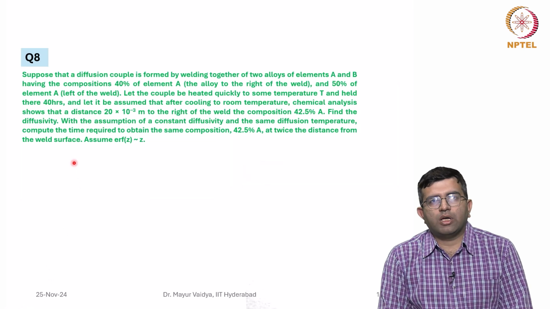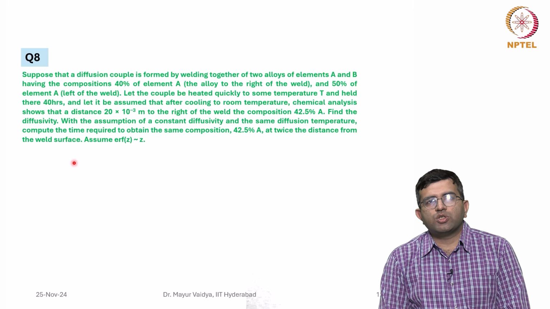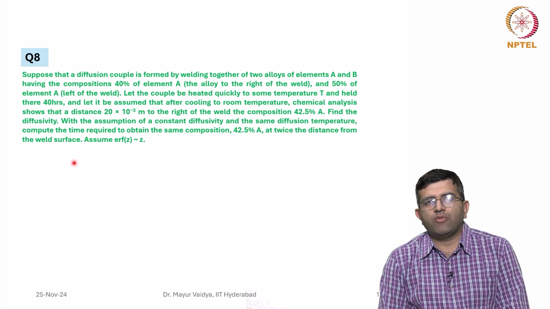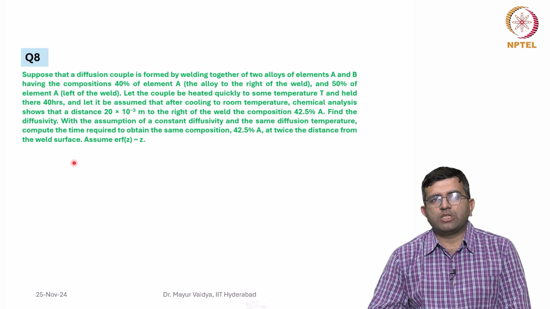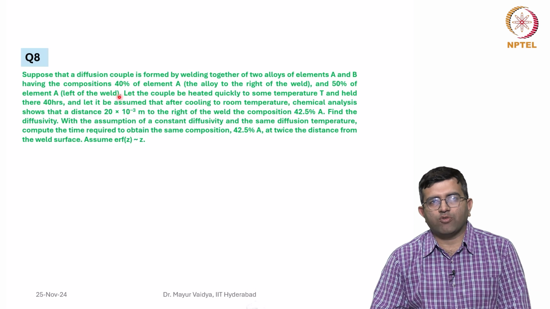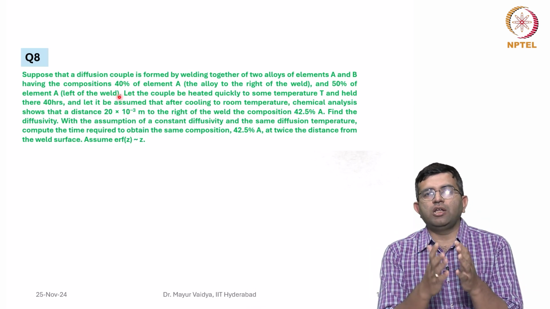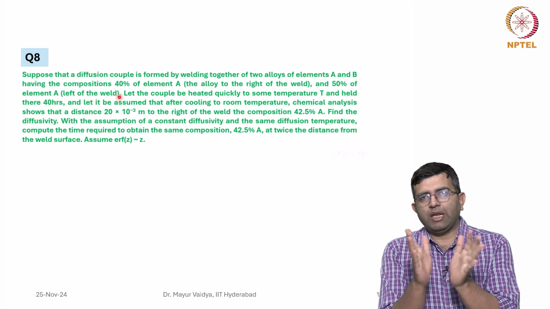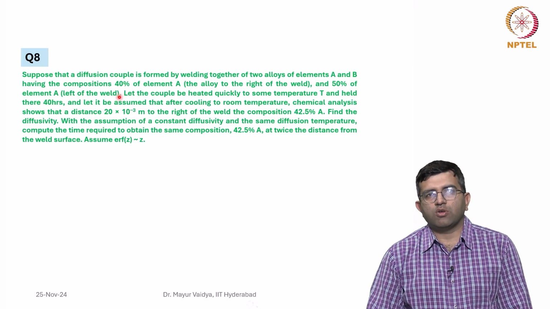Now another problem, I think perhaps the last of this tutorial. Suppose that a diffusion couple is formed by welding together two alloys of elements A and B, having the compositions 40% of element A to the right of the weld and 50% of element A to the left of the weld. Many of these problems are long to read, but if you draw, you can draw very nicely, and then it is much easier to solve.